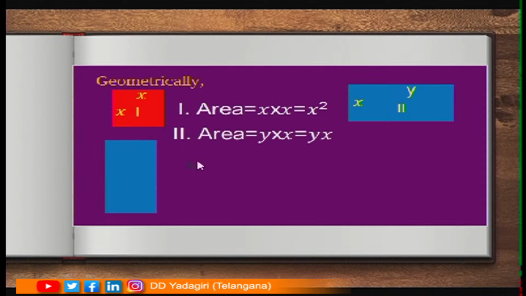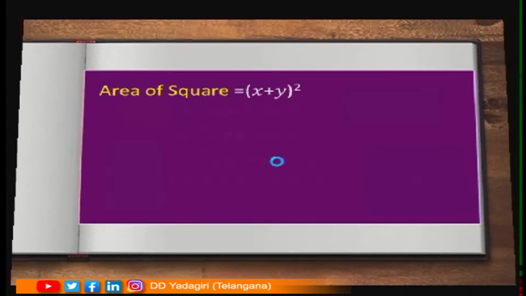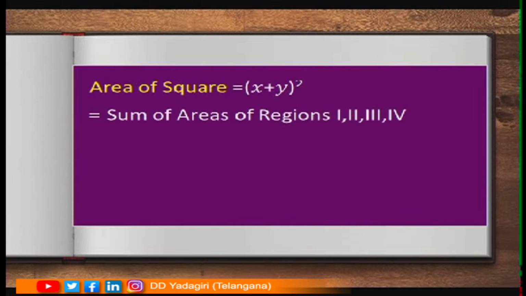The third part area is x into y or y into x. So, the area of the third part is y into x or yx, and the area of the fourth part, which is again a square, is nothing but y into y, which is nothing but y square. So, you can say that the area of the earlier region is equal to the sum of the areas of all these. So, it is equal to the sum of these values. So, we can say the area of the square, x plus y whole square, is nothing but the sum of the areas of the regions 1, 2, 3 and 4.